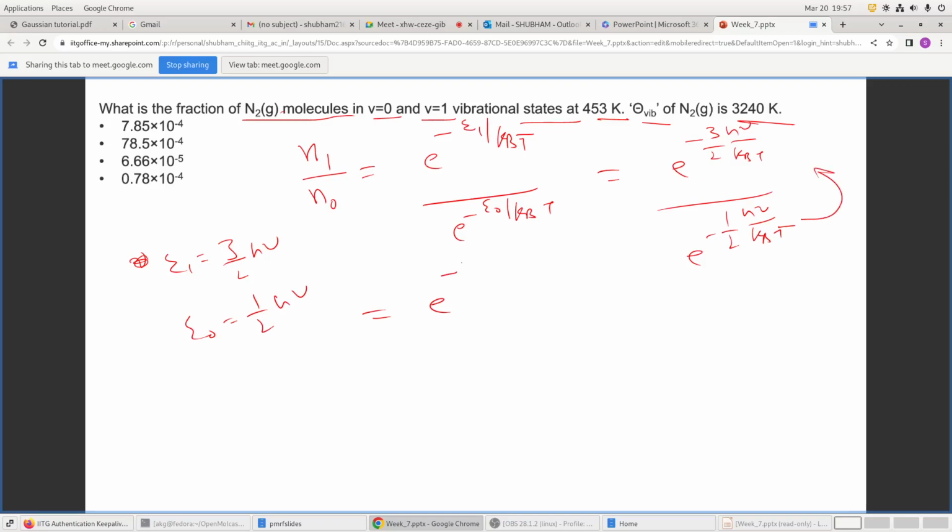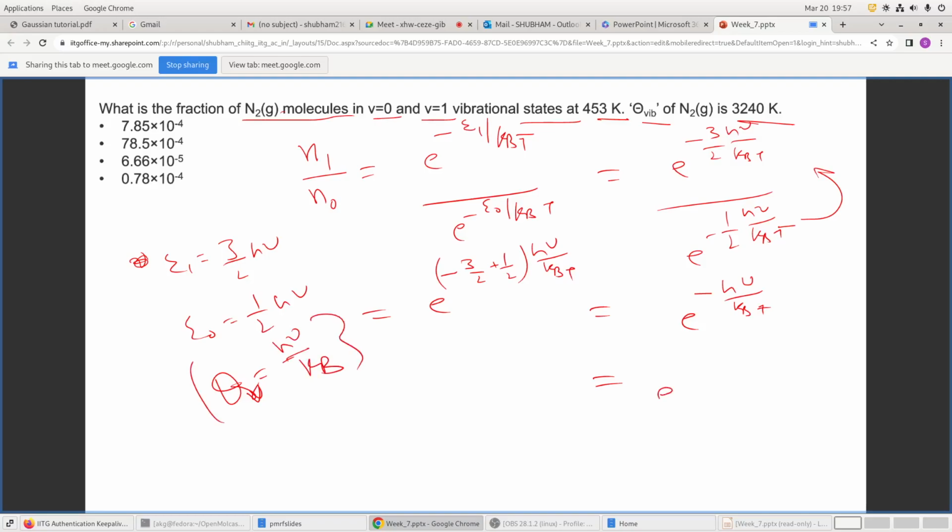If we subtract it here, this will be minus 3 by 2 plus half, so this is e to the power minus h nu by kBT, and since we know that theta r is equal to theta v is equal to h nu by kB, then this will be e to the power minus theta by T, that is N1 by N naught.